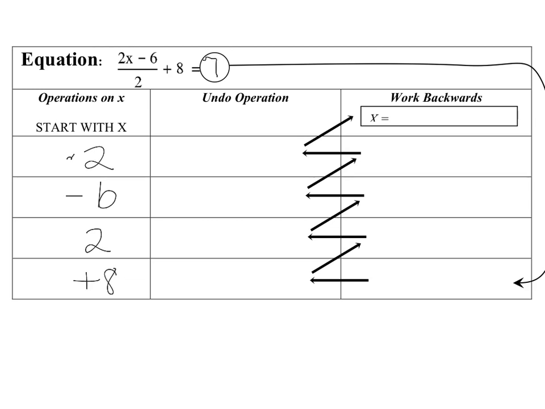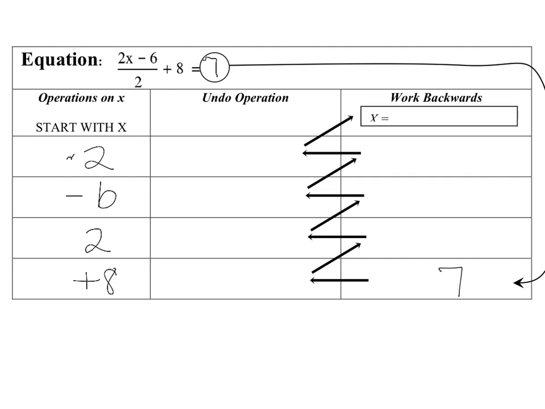So basically what we've just created is his equation: (2x minus 6) over 2 plus 8 equals 7. What we're going to do is predict what number he picked. We're going to start by taking his 7 and follow this arrow all the way down and put the 7 right down here. Then we're going to undo the operations.